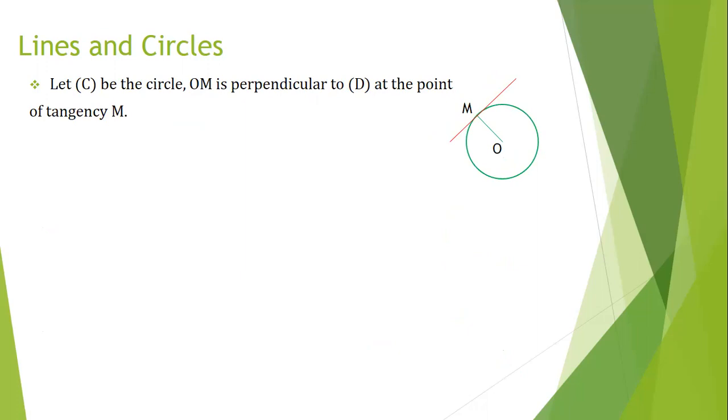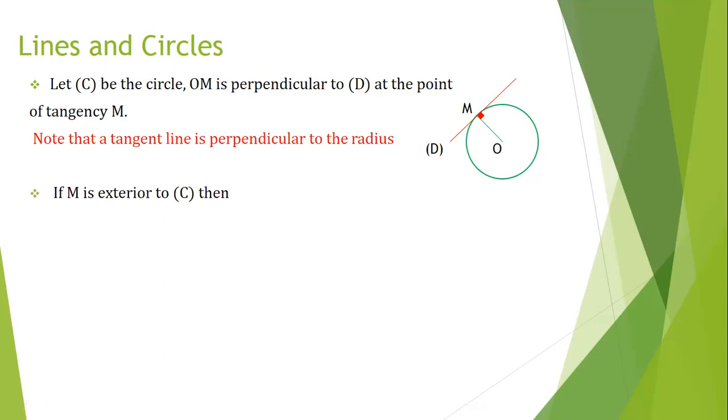We are seeing here that OM is perpendicular to line B at the point of tangency M. What do we mean when we say perpendicular lines? Perpendicular lines are two different lines that intersect each other at 90 degrees or at a right angle. As you can see here, they usually intersect each other at a right angle. So the tangent line is perpendicular to the radius, or the radius is perpendicular to the tangent line.